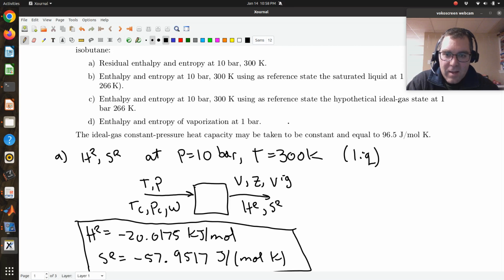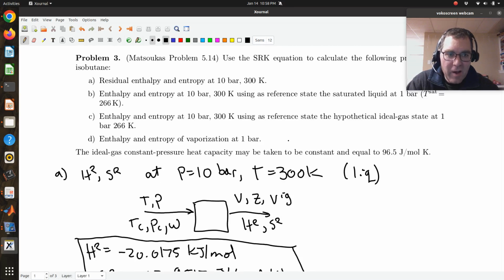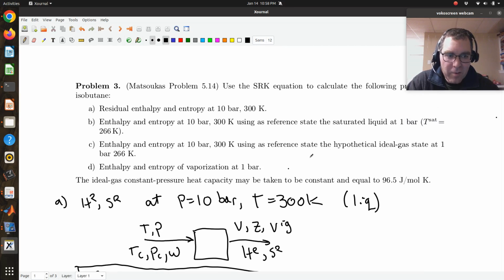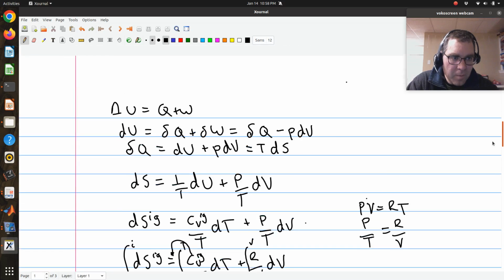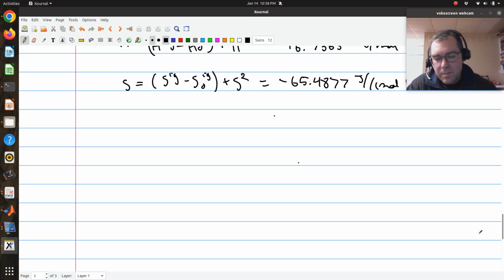Okay, part D, enthalpy and entropy of vaporization at 1 bar. Well, that's 1 bar and 266 Kelvin. Sorry, so how am I going to get that? If I get my cursor back, here we go. Okay, the key is going to be, I'm going to be at 266 Kelvin and 1 bar.